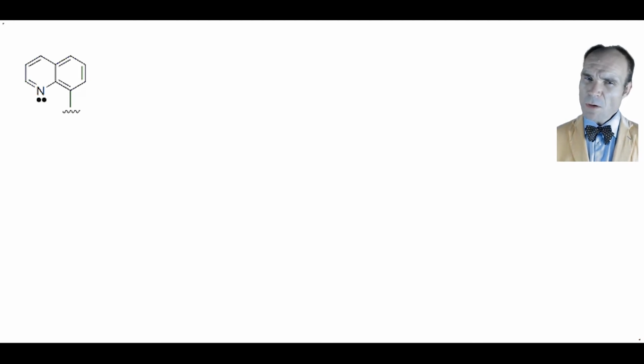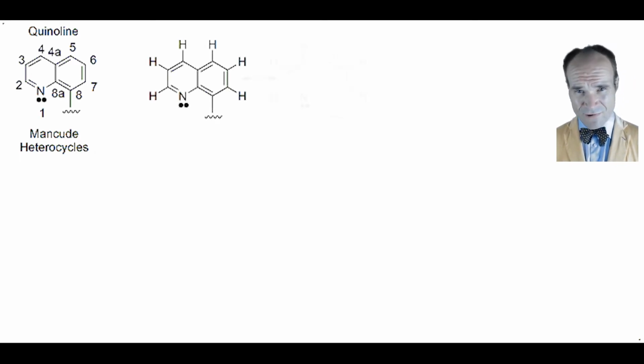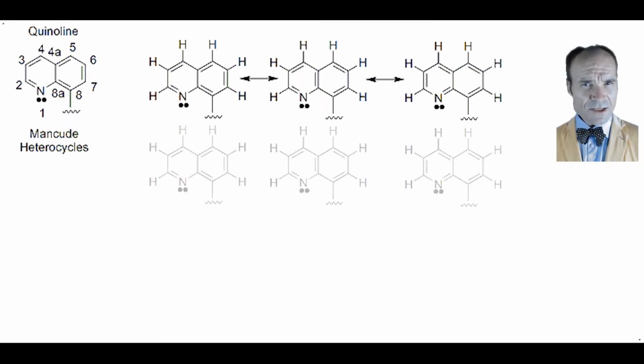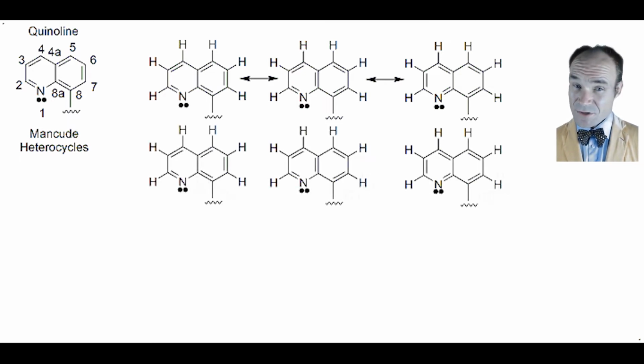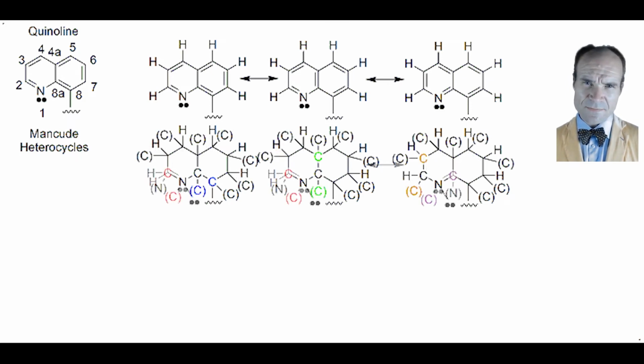What about more complex mancude rings? Let's take a look at quinoline. It is a heterocycle, so it has at least two different elements. In this ring, there is a carbon and a nitrogen. There are three resonance structures to consider when carrying out a priority analysis upon this substituent. Let's change the multiple bonds and introduce ghost atoms where appropriate, ready for priority analysis.